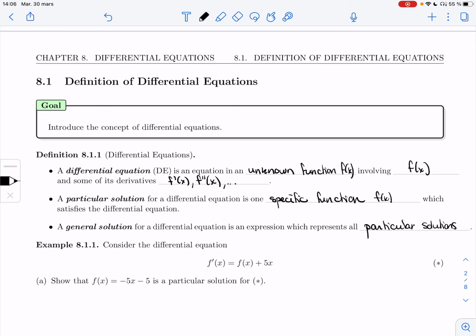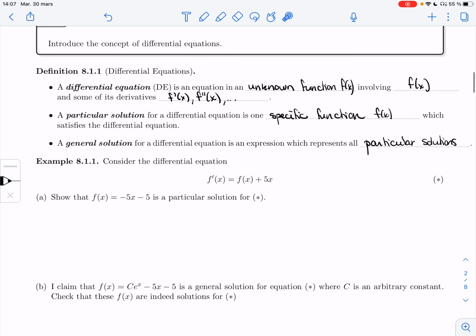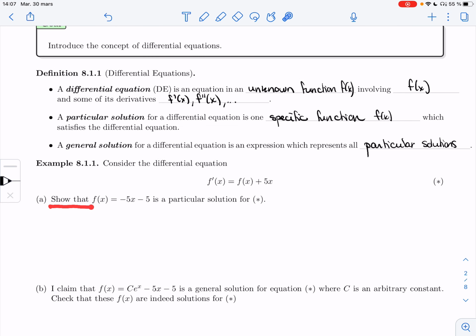All right, so I want to show you what all of these look like in the next example. Example 8.1.1: consider the differential equation f prime of x equals f of x plus 5x. It's a differential equation because it involves one function that we don't know, and it involves some of its derivatives, in this case just the first derivative. Now I want to show that f of x equals minus 5x minus 5, a specific function, is a particular solution for star.